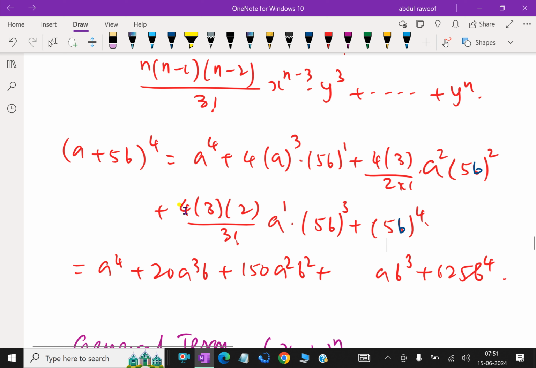So this term is 4 into 5 cube, which is 125. 4 into 125 is 500. It's correct. Then 5 power 4 is 625 b power 4. This is the expansion of (a plus 5b) whole power 4. Even if there is a negative in between, we can use the second term as negative and calculate.